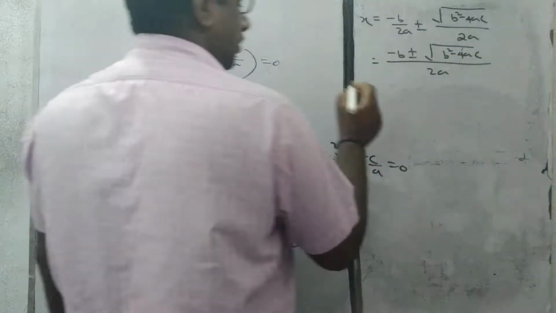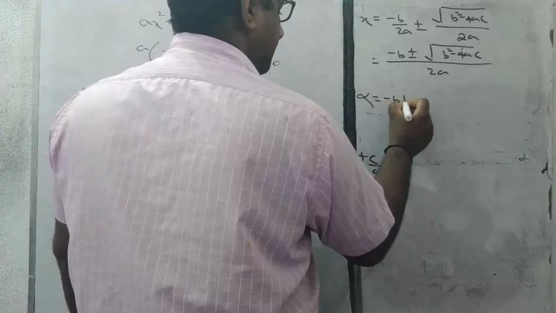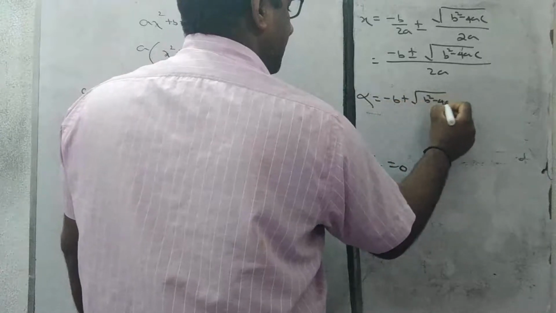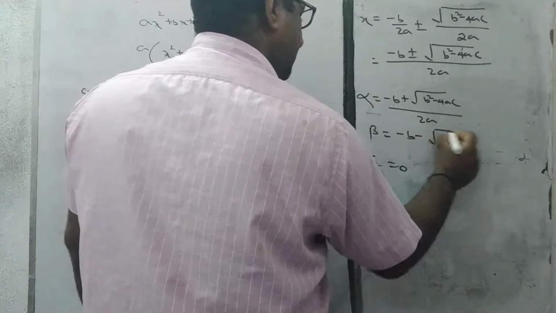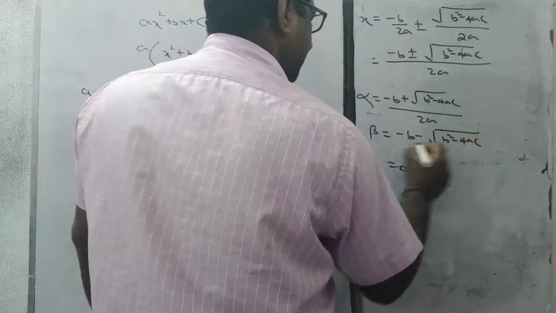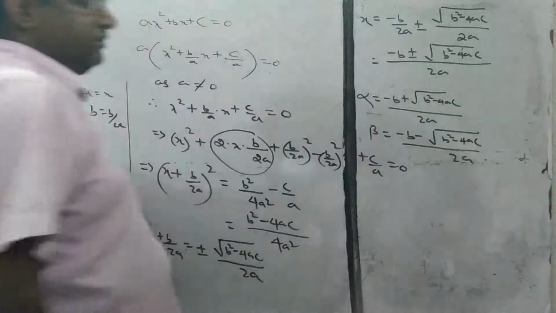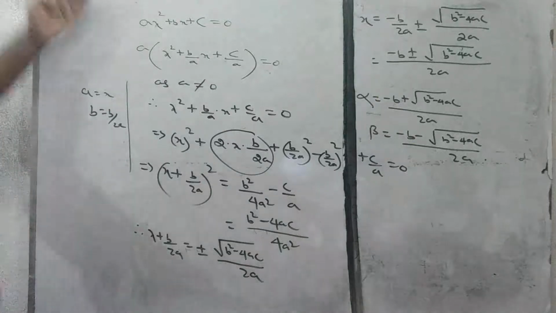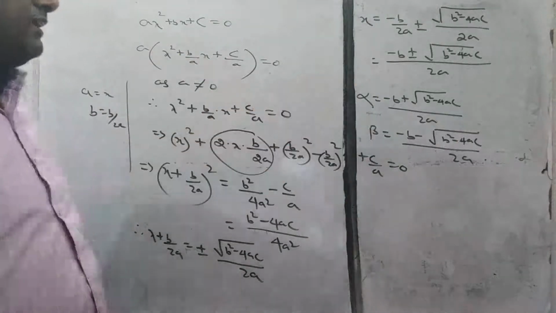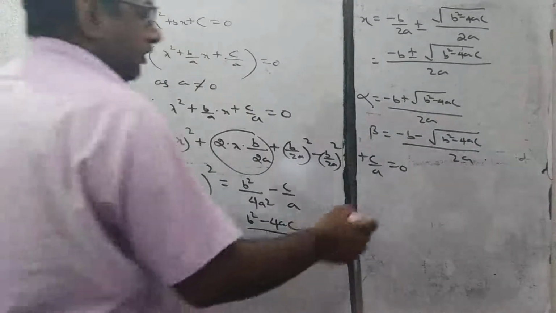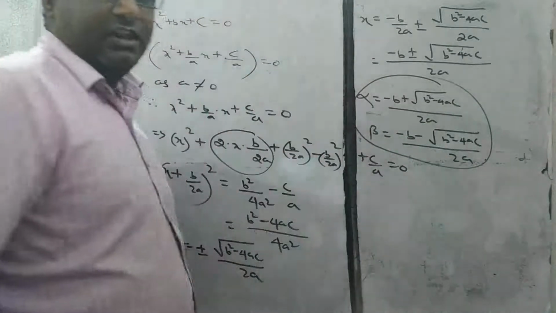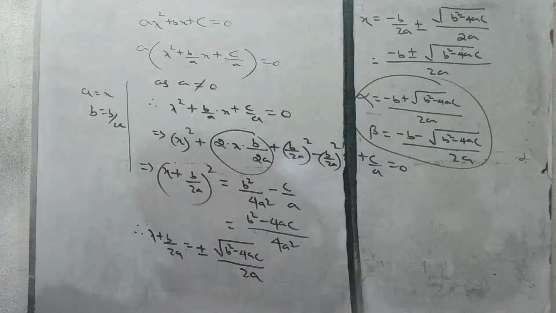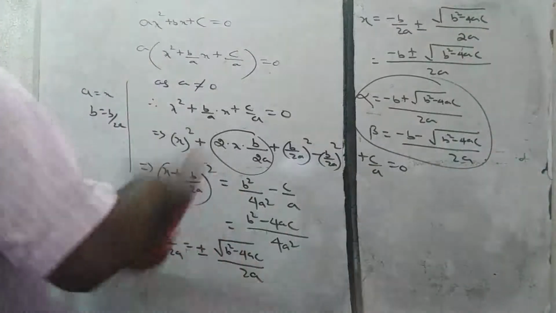So there are two roots. One root is known as alpha, that is minus b plus under root b square minus 4ac upon 2a, and another root is beta, that is minus b minus under root b square minus 4ac upon 2a. So literally we have solved, we proved that the value of alpha and beta is this, and if you apply this formula to find the roots, then it is called Sridhar Acharya rule or Sridhar Acharya method or quadratic formula.